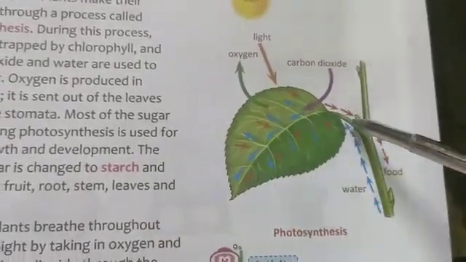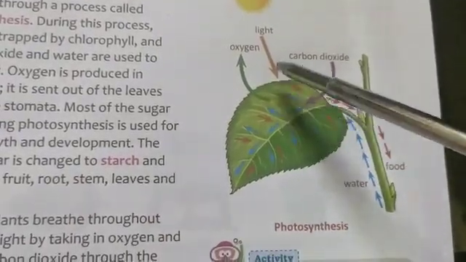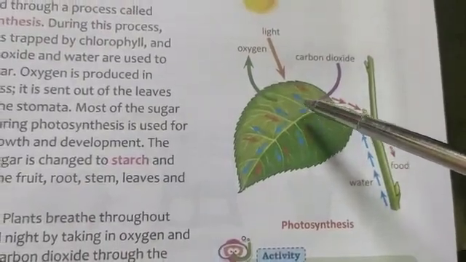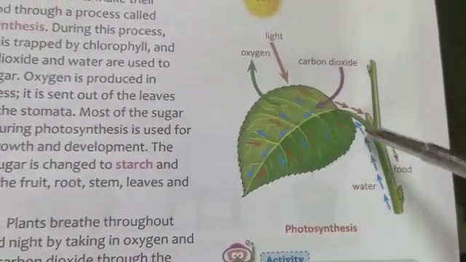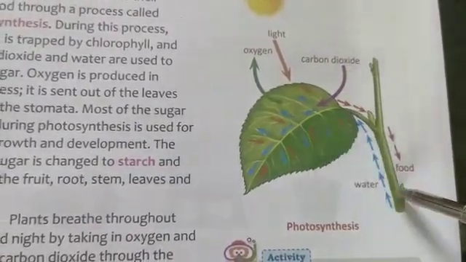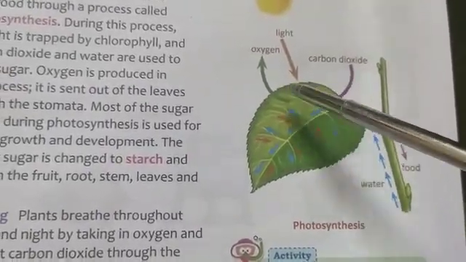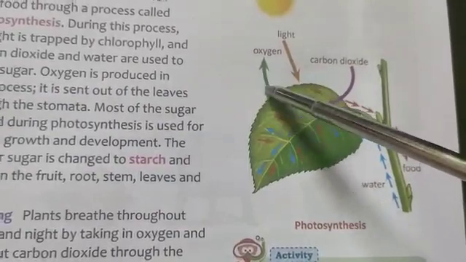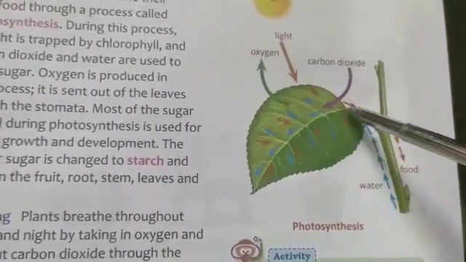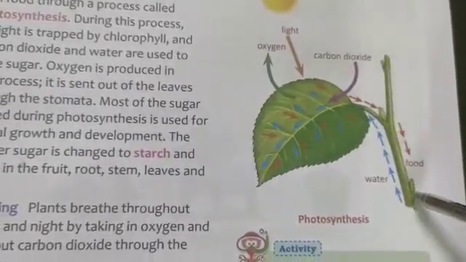See, this is the photosynthesis. The leaf is trapping the sunlight, and through the stomata it is also taking in carbon dioxide and water, making the food. While making the food, it is also making oxygen, which is sent out through the stomata, and the food is sent to all parts of the plant.